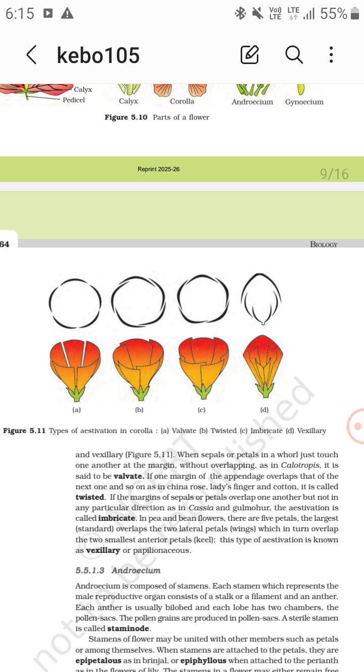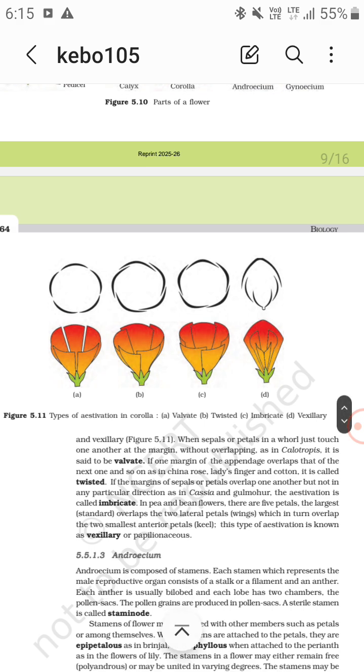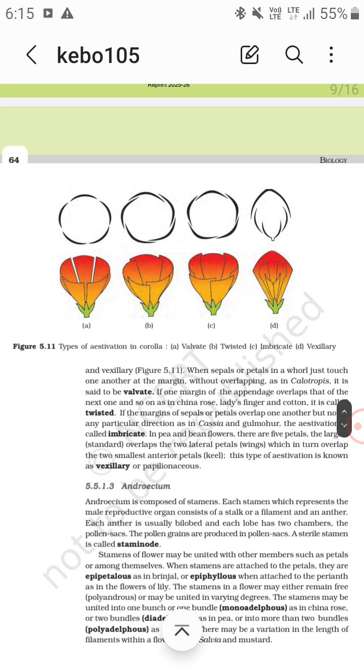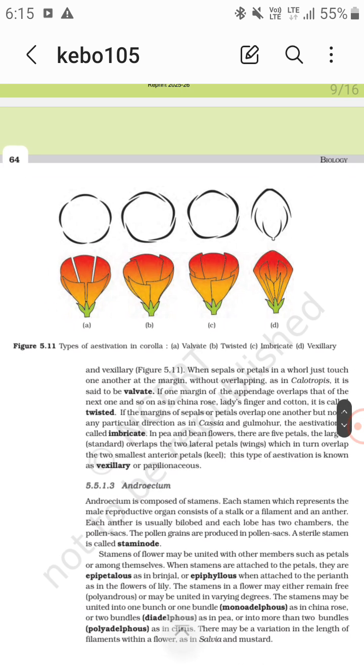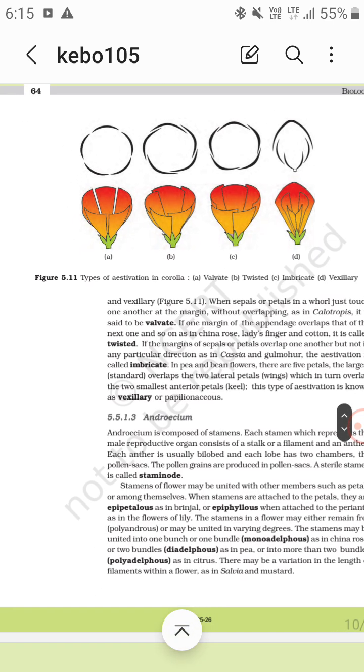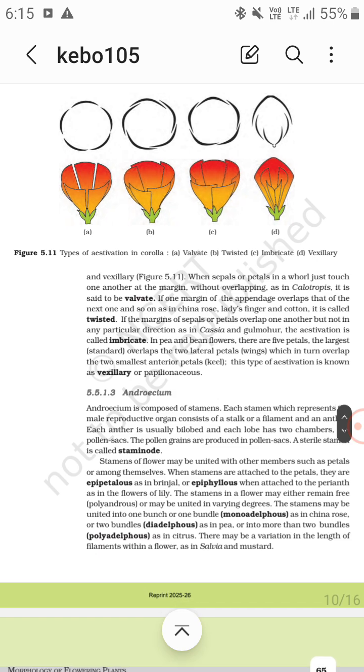So cassia and gulmohar are imbricate. And vexillary or papilionaceous, for example in pea and bean flowers, has 5 petals: the largest, the standard, overlaps the 2 lateral petals. These are the wings, which in turn overlap the 2 smallest anterior petals. These are the keel. So this is vexillary papilionaceous. Examples in the diagram: the first is valvate, the second is twisted, the third is imbricate, and the fourth is vexillary.